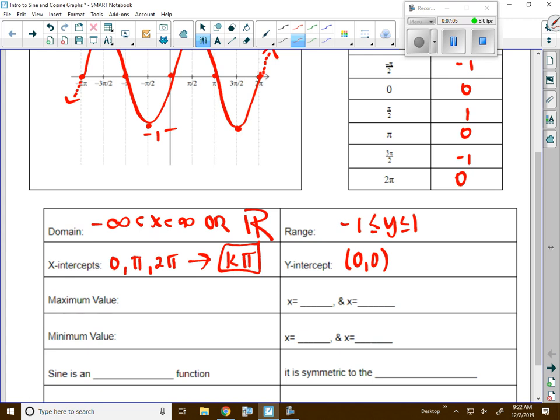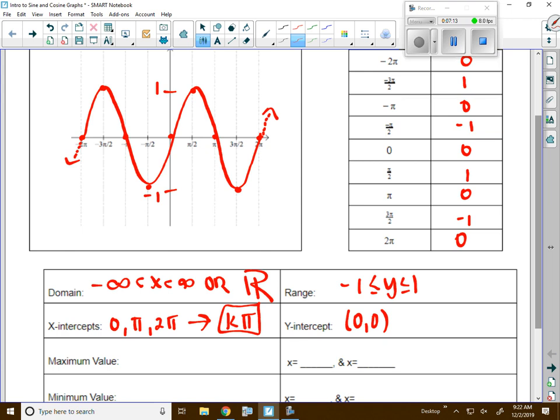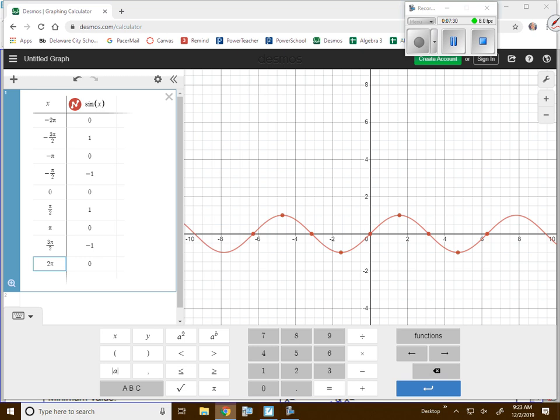Okay, our maximum values. Now maximum is a y value. We can all agree the maximum for our graph is 1, right? But let's talk about the x values where they occur. They occur at pi over 2, negative 3 pi over 2. Where's the next one going to be? Anybody have Desmos up? What's after 2 pi? See if you can figure it out. Type in a number. 5 pi over 2.